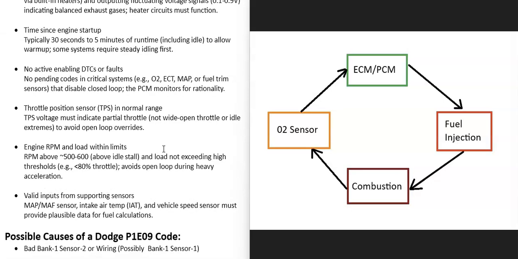The time since the engine startup. There can't be any active other codes that would affect the engine. The throttle position sensor also has to be in a normal range. The engine RPM and all the sensors need to be working for this closed loop to happen. So keep in mind that if any of these things are not happening, that can also cause this problem.